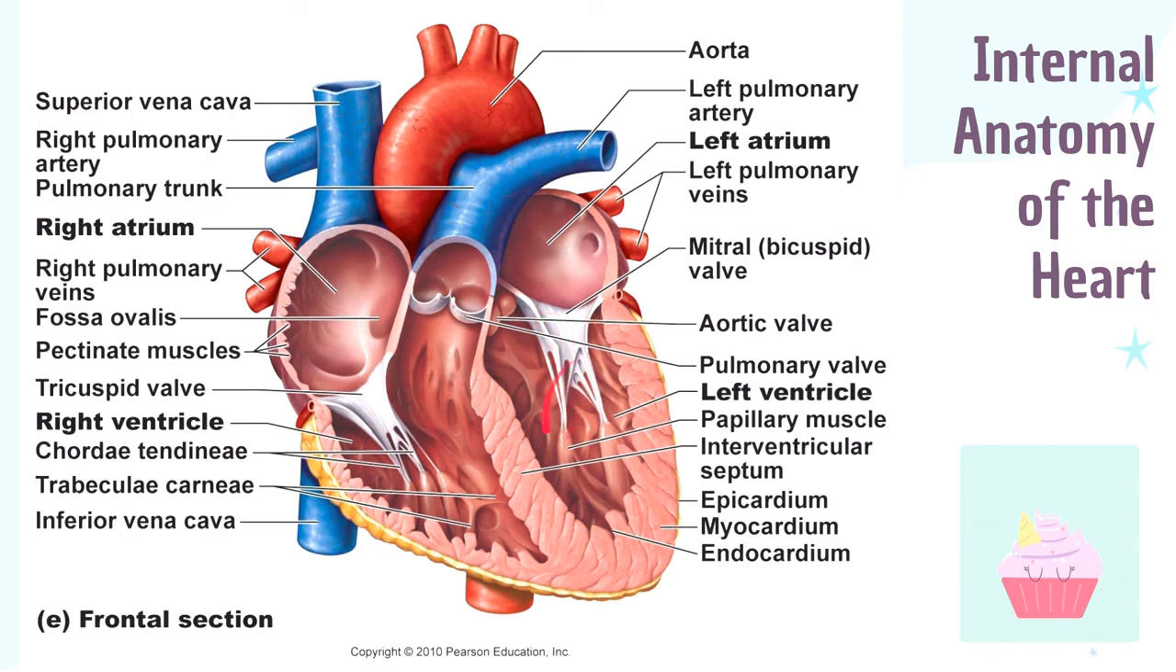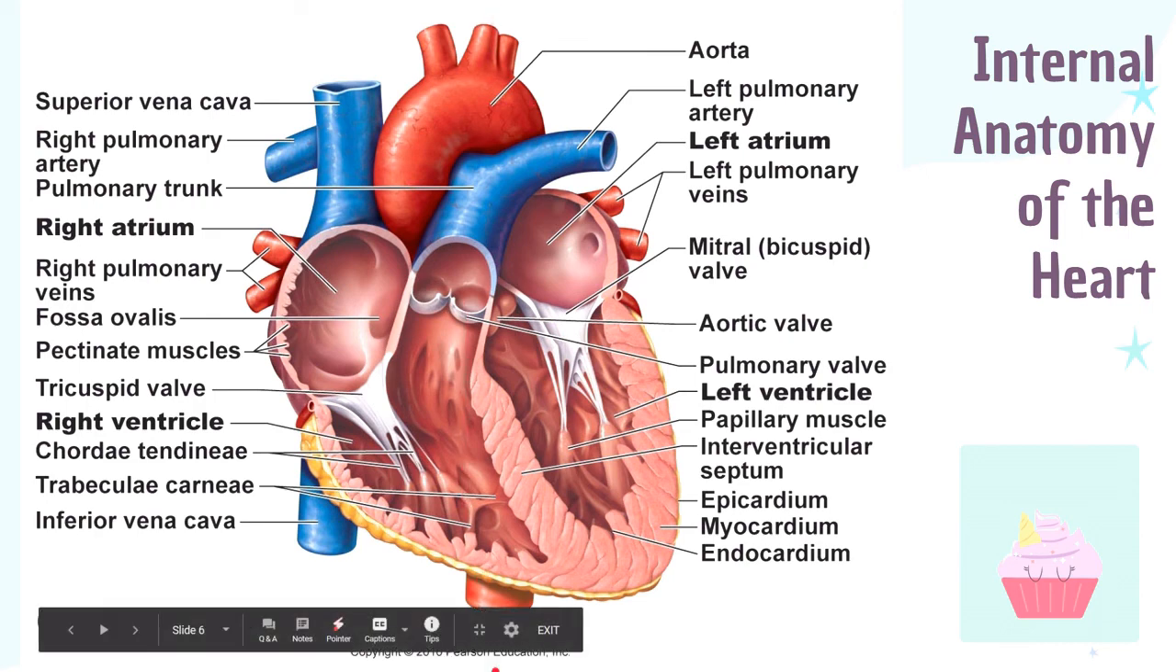So oxygenated blood is now found in your left ventricle. Then your left ventricle will pump the blood towards the rest of the body by passing through the aortic valve here. And then it will go into your aorta. Then you have your ascending aorta and then descending aorta.